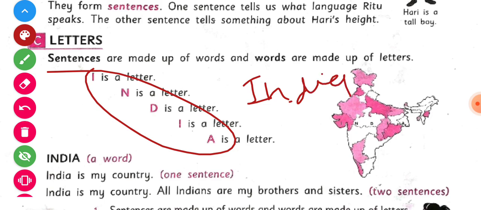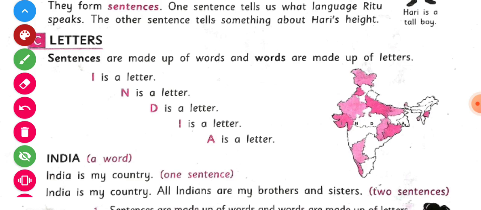This is India. Okay, children. So here we can understand that words make sentences and letters make words. And in the other language we can say that sentences are made up of words and words are made up of letters.